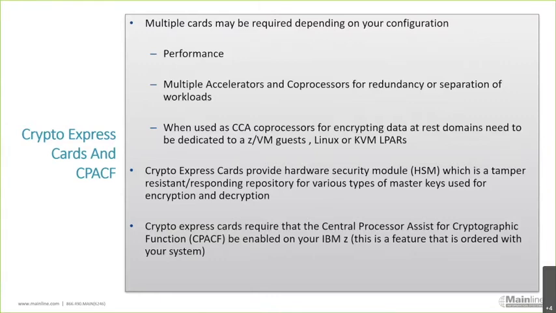So for instance, you may have a set of cards configured strictly as accelerators to offload this TLS processing, and you might have another set up as coprocessors that store your master keys or whatever else you want to do with them. You might need multiple cards, for instance, if you have them configured as CCA coprocessors and you have a large number of, say, z/VM guests that you have to dedicate different domains to.